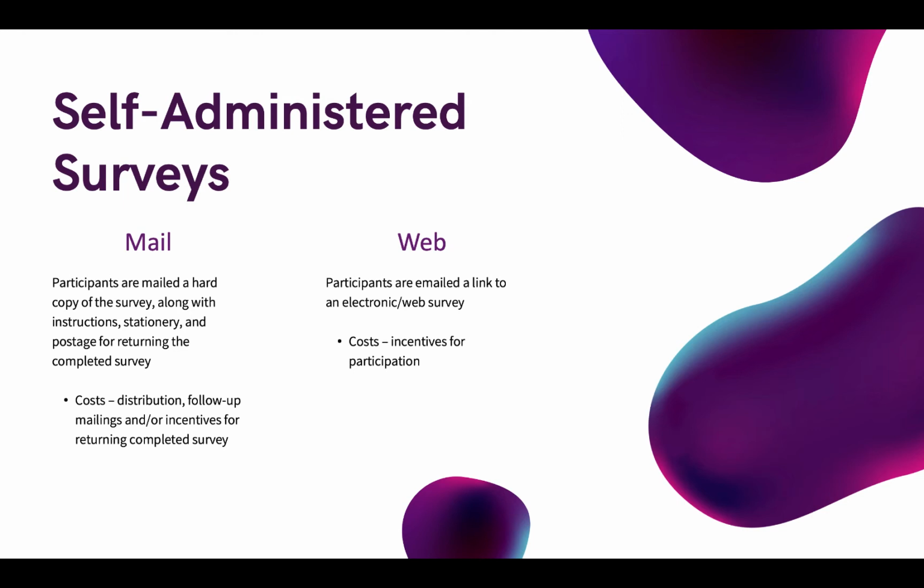And next we have web surveys, where participants, instead of being mailed a hard copy, are emailed a link to an electronic or web survey. So yes, there are costs associated with devising the survey, the items, the visual layout. However, distribution won't be costly because you're sending it via the internet. Follow-up mailings are just going to be follow-up emails, and the only costs associated with web surveys are incentives for participation, so paying people for actually completing the survey.